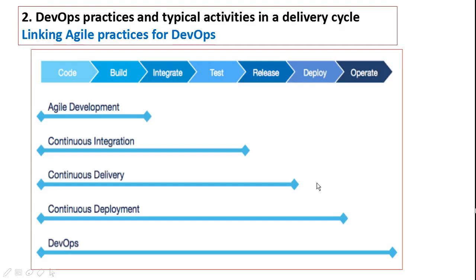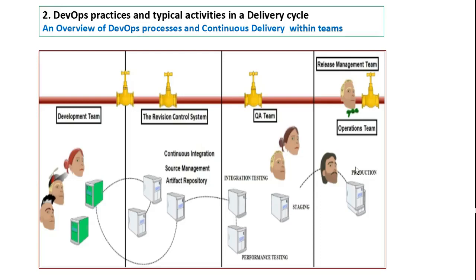Once the Agile practices are embedded within the teams for collaboration, then deployments are happening continuously under continuous delivery. Then continuous deployments are the major activities, and DevOps practices are adopted by combining the ops team with the SDLC teams. So that is how you can understand linking Agile practices for DevOps indirectly through this picture. And now we'll see an overview of DevOps processes and continuous delivery within teams.